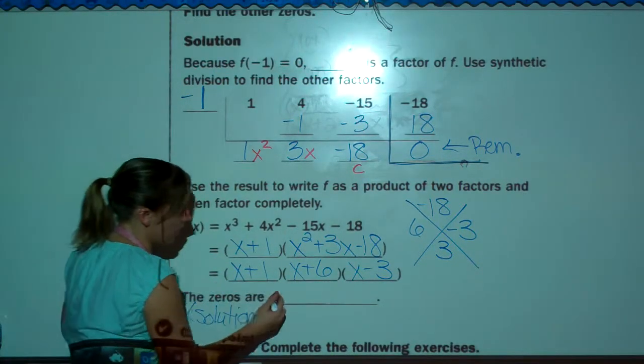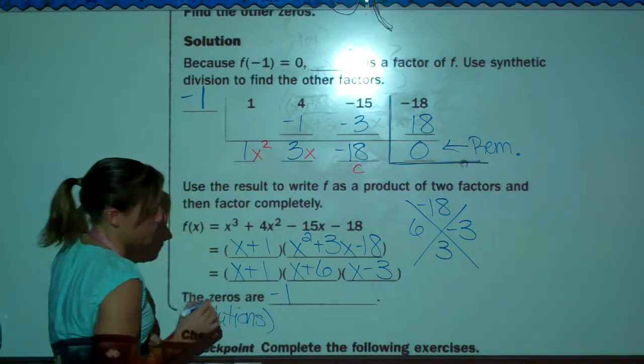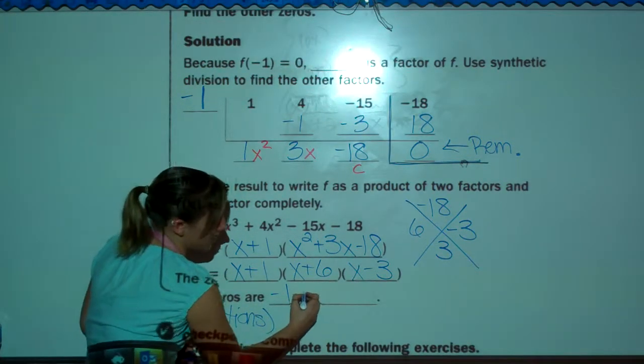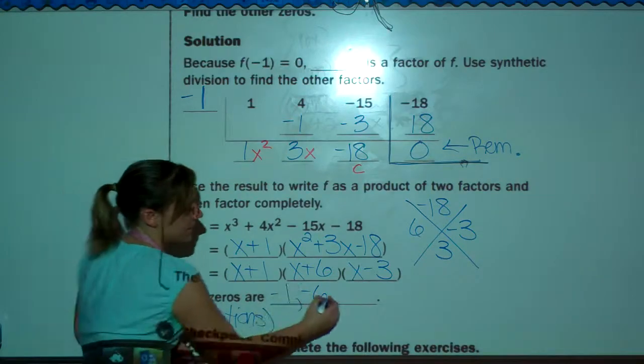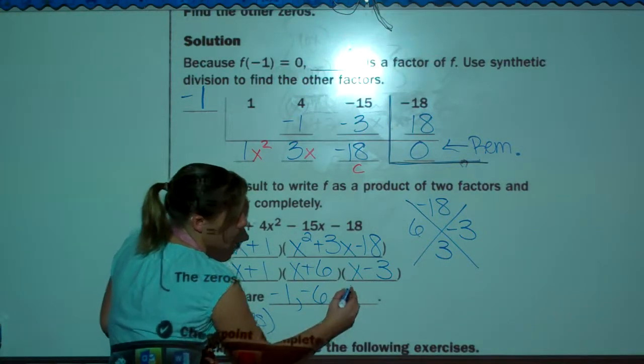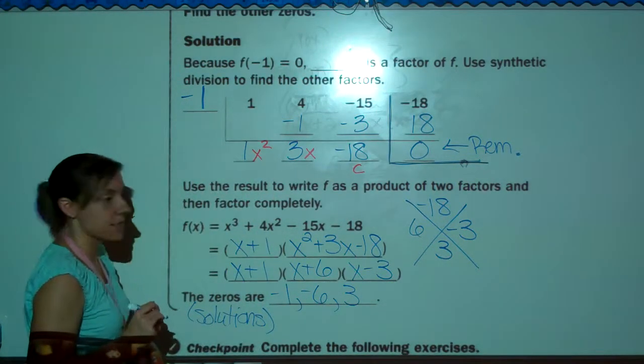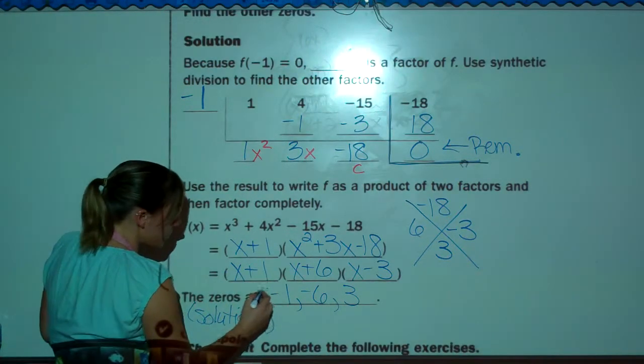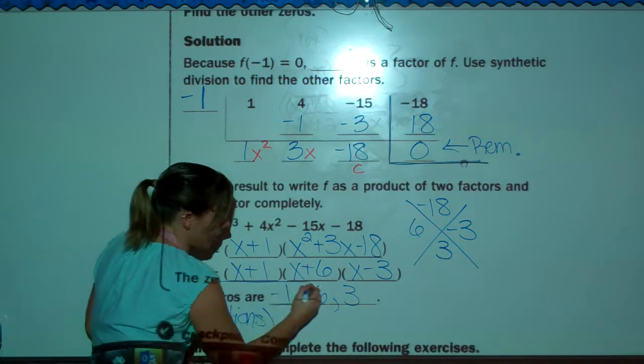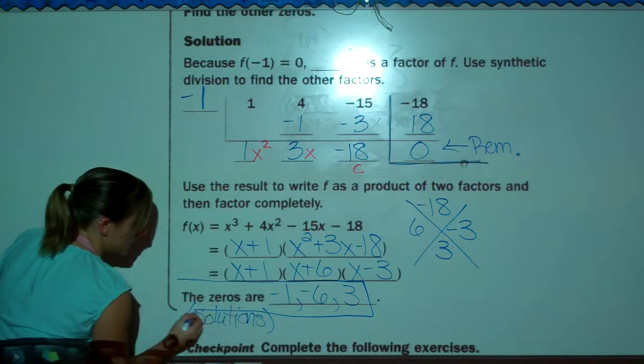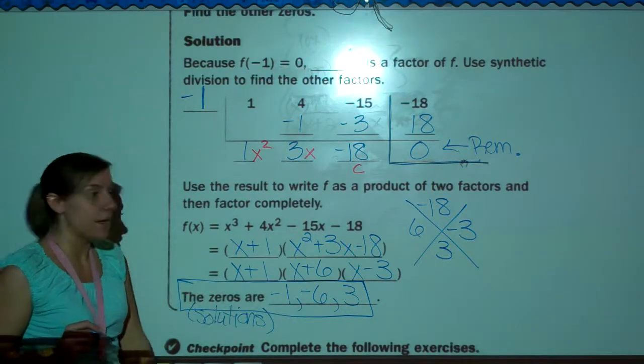So if x plus 1 equals 0, when you solve, you get negative 1. If x plus 6 equals 0, when you solve, you get negative 6. And if x minus 3 equals 0 and you solve, you'll get a positive 3, okay? So the solutions, or the zeros, are the opposites of those, okay? So that's the final answer.